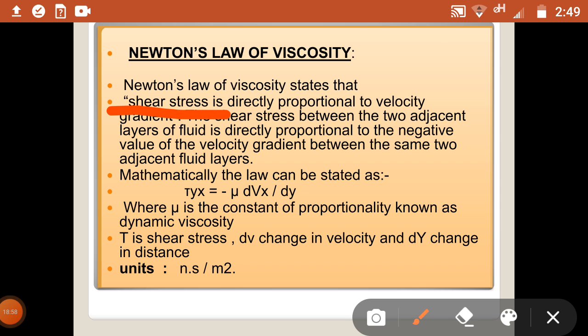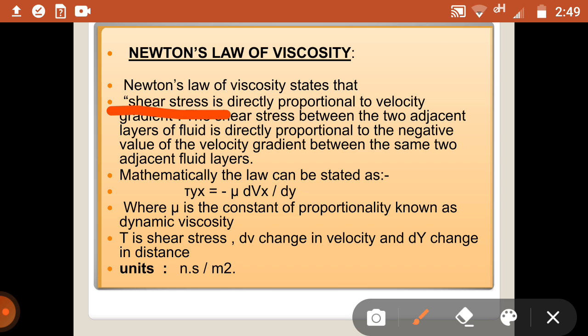This is the shear stress. Again, you have come across this word, and inshallah we are going to discover it at the end. What is shear stress? Shear stress is directly proportional to velocity. Whenever you increase the velocity, you can understand it as a force. It is a force applied to velocity.